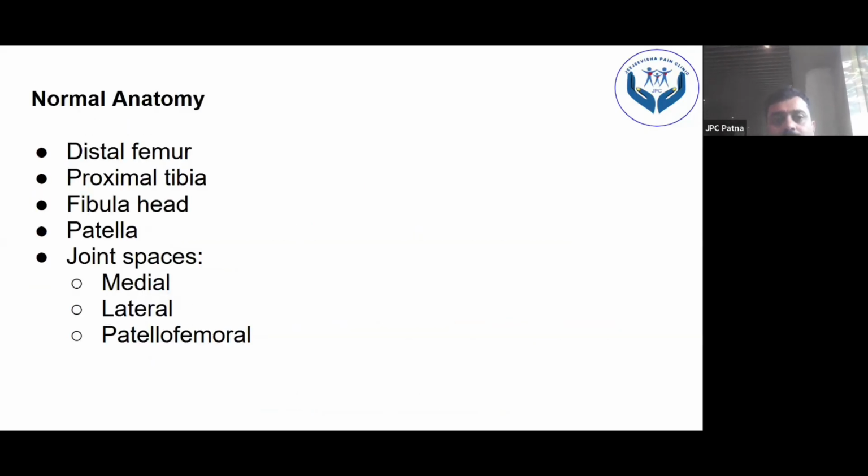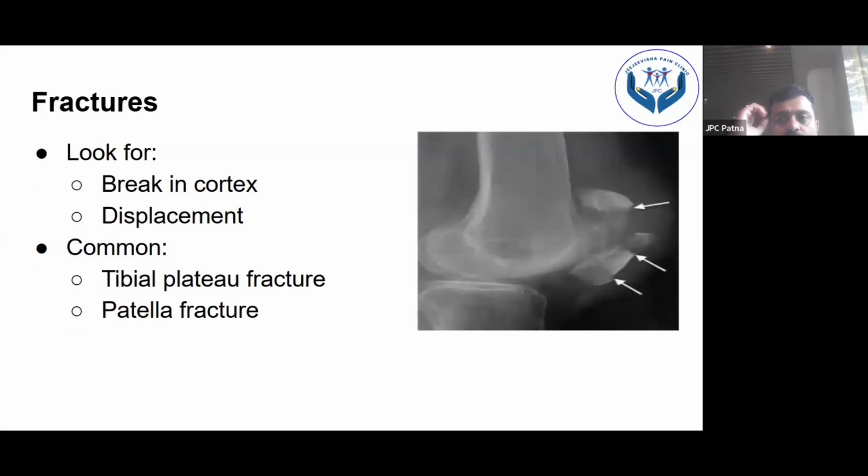Distal femur, proximal tibia, fibula head, I already told you these things. Joint space: medial, lateral, and patellofemoral. Why is this important? The medial joint space decreases most commonly in osteoarthritis. Lateral is in other types of arthritis, like rheumatoid arthritis, and the patellofemoral joint space is important if there is any effusion or any blood around it.